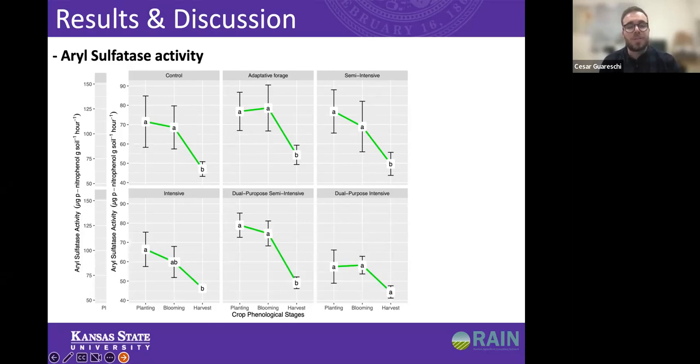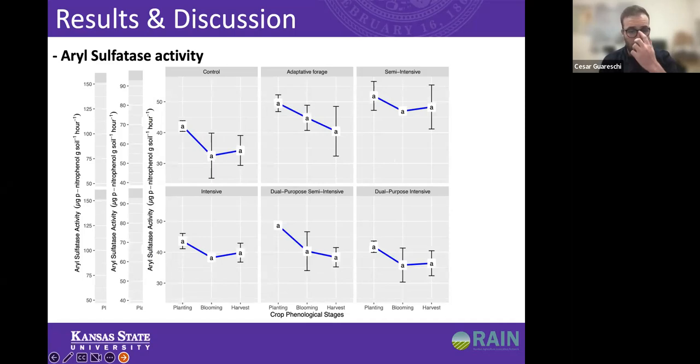And on the last soil layer, 15 to 30, we can see also that some treatments just decrease activity from planting to harvest. Some of them just reached lower levels at blooming and just maintained the activity levels until crop harvest.